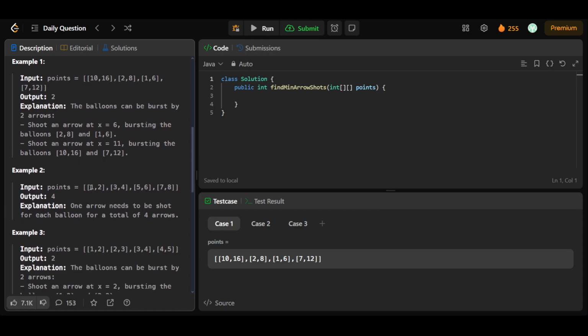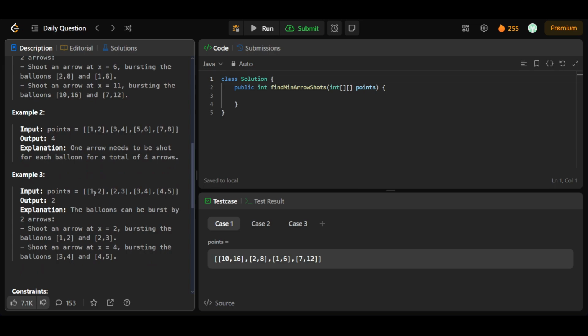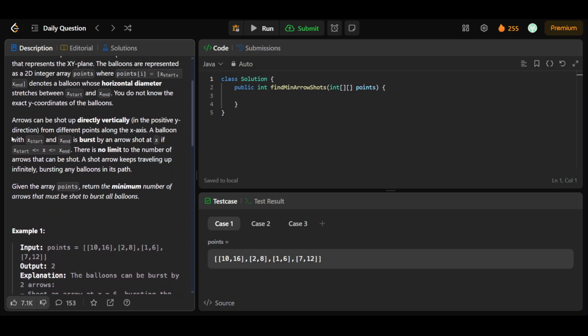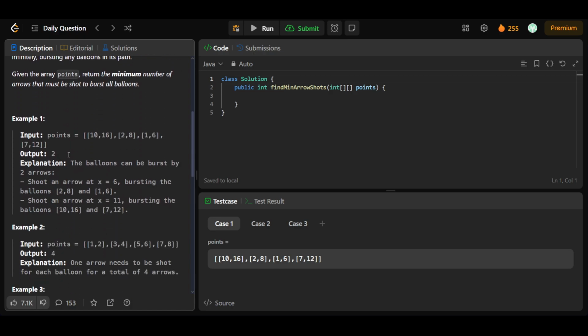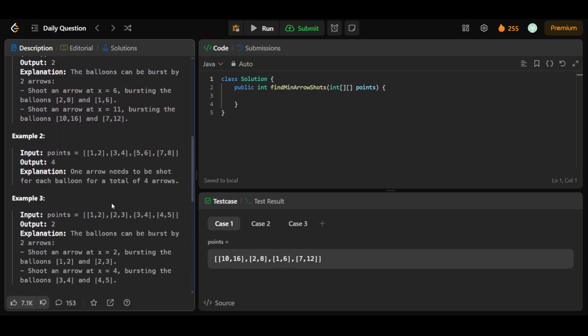But in the next case, we see we have no overlapping intervals among the balloons. So each balloon will need an arrow to burst, and so the output comes out to be 4. In the next case, we have the example 1,2; 2,3; 3,4; 4,5. So we'll be shooting an arrow at 2, because the condition states x start is less than or equal to x, so shooting the arrow at 2 will burst these two balloons. Then if we shoot an arrow at 4, it will burst the other two balloons. Okay, so I hope you got an idea of what you have to do.